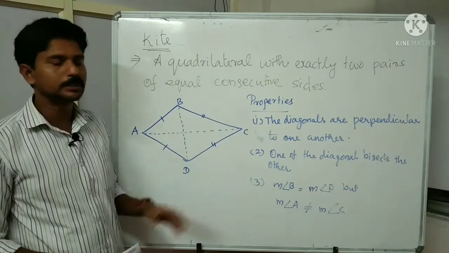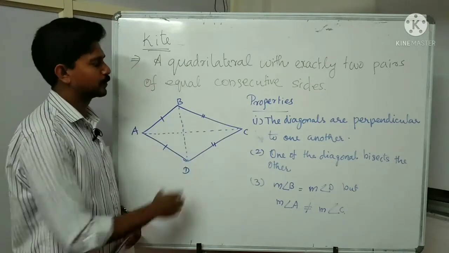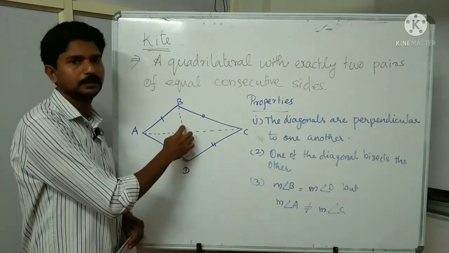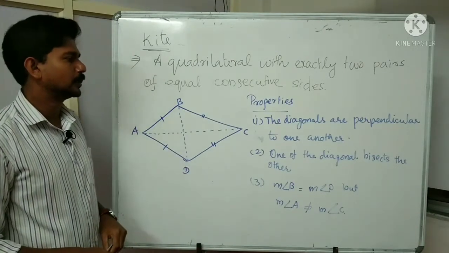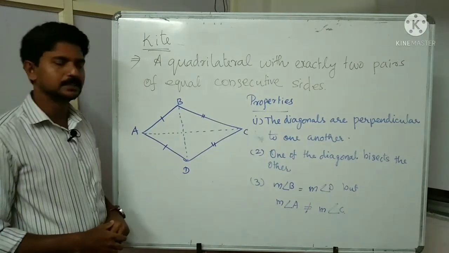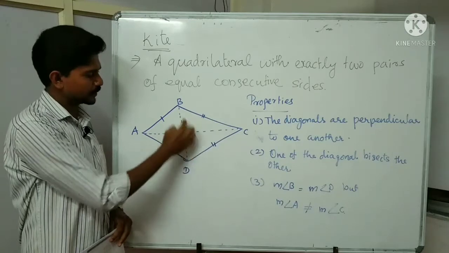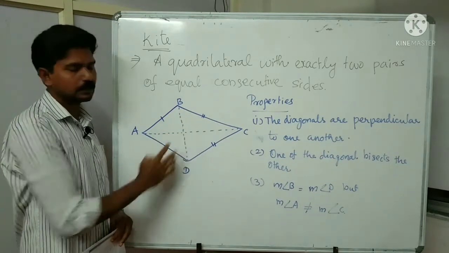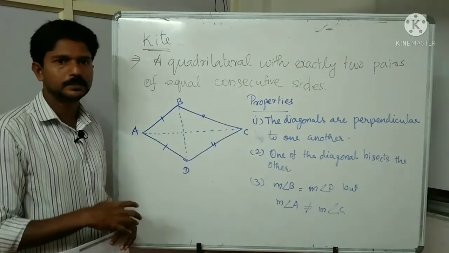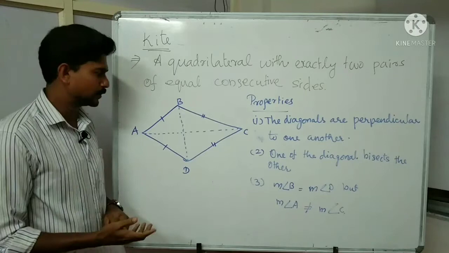So it has some properties. The first one: the diagonals are perpendicular to each other. The angle between the diagonals is 90 degrees. And the second one: one of the diagonals bisects the other. If you see this, this diagonal bisects the second one, so these two parts are equal. So we can understand that one of the diagonals bisects the other.